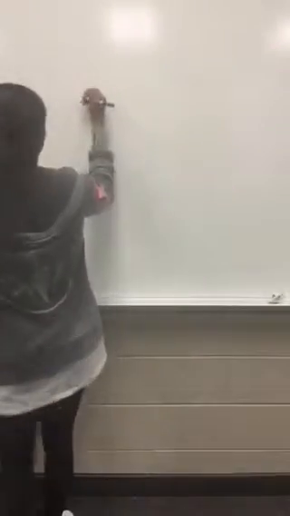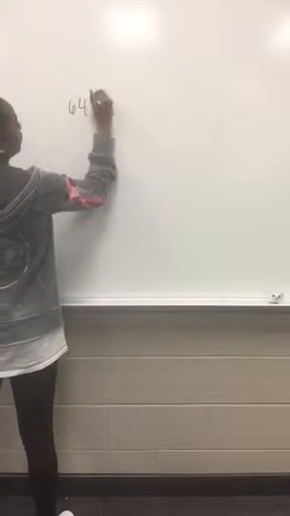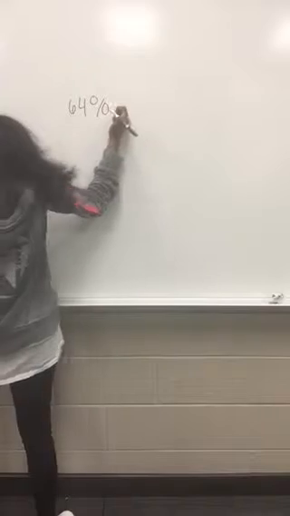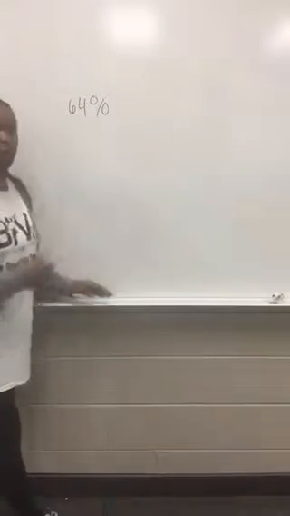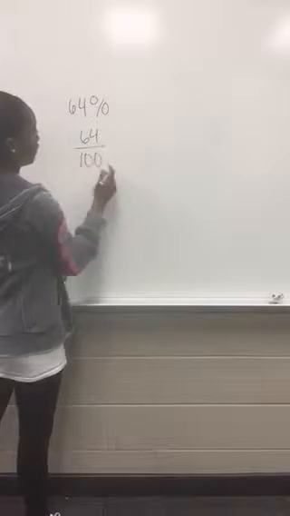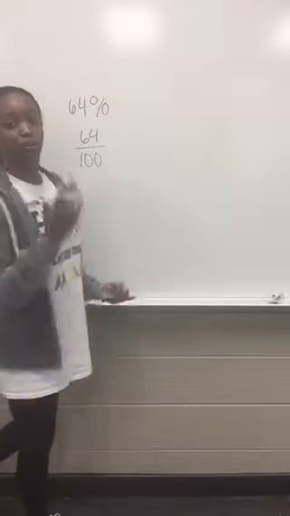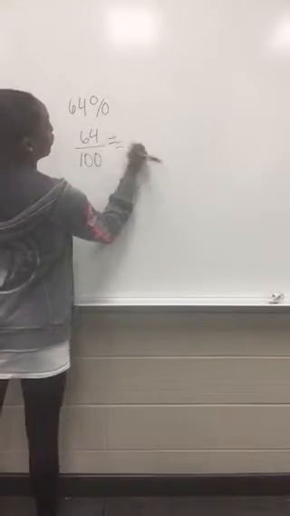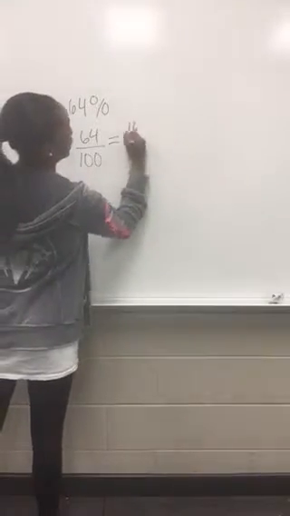Now we're going to be doing percents to fractions. All you have to do is just simple. If you have 64%, you're going to put that over 100. So 64 over 100. And if the fraction is able to simplify, you of course do that. So 64 over 100 simplified is 16 over 25.